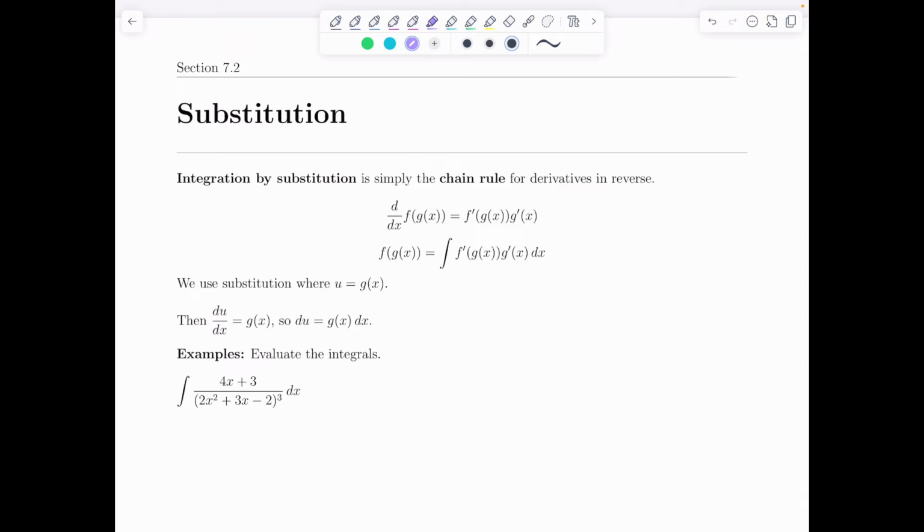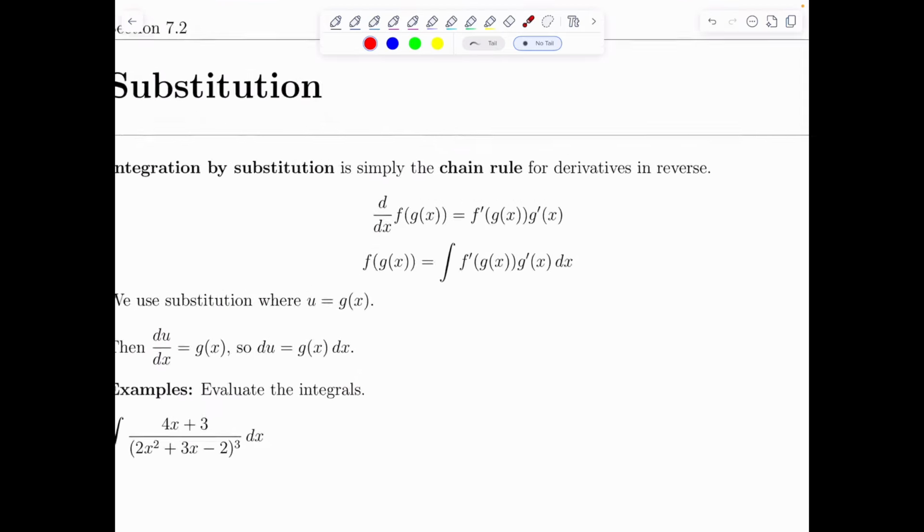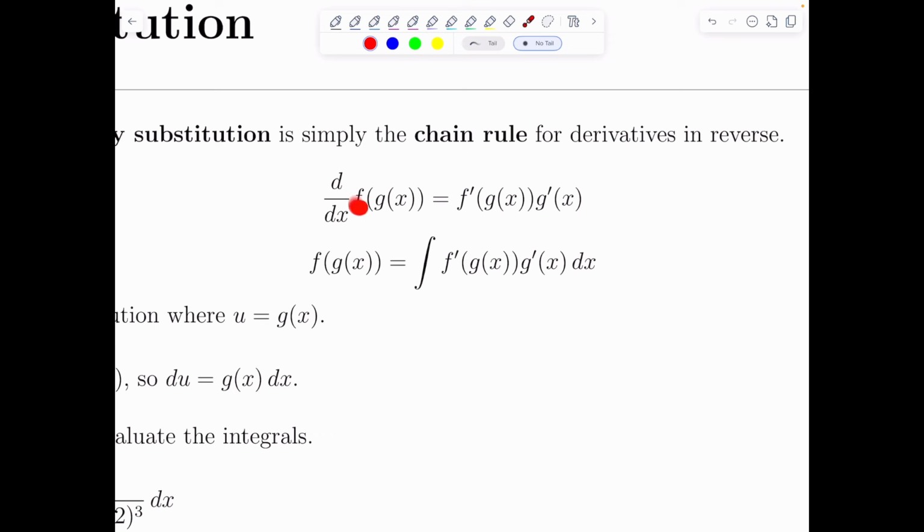And so remember, the chain rule tells us, when we take the derivative of a composition of functions, so you have f composed with g of x, when you find the derivative, first you take the derivative of the outermost function, you leave the inside function alone, and then you multiply by the derivative of the function that's on the inside. So this is the derivative of f composed with g of x.